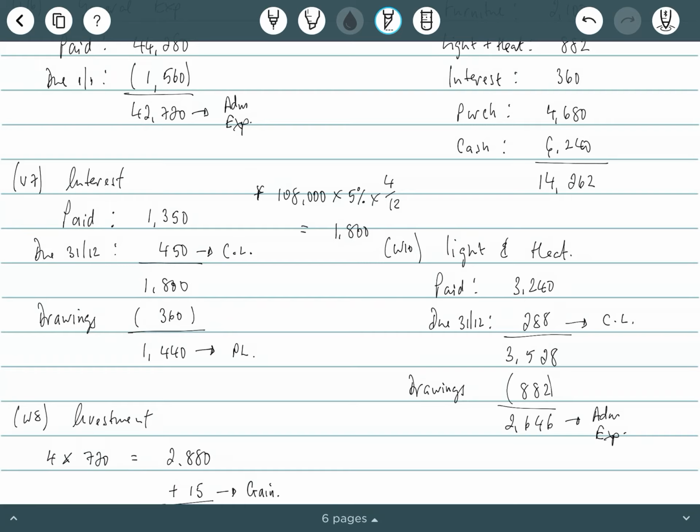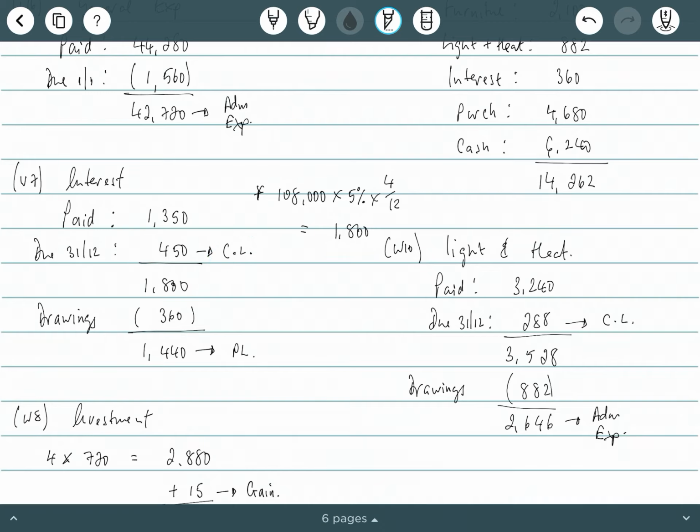To work out what interest is due for the full year: 108,000 by 5% for 4 months. They got the loan on the 1st of the 9th, so they pay at the end of the 9th, 10th, 11th and 12th, which is 4 months, and that works out to be 1,800. That is what is due. If you go back up to your bank payments, you see they've paid interest of 1,350, meaning €450 is due at the end of the year. Due at the end of the year is a current liability.